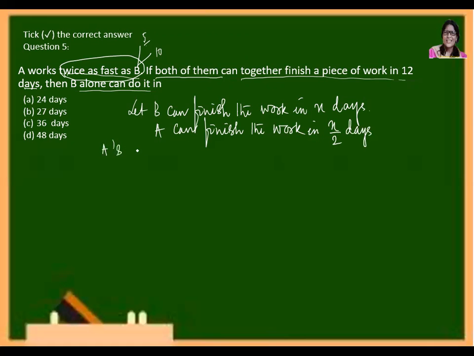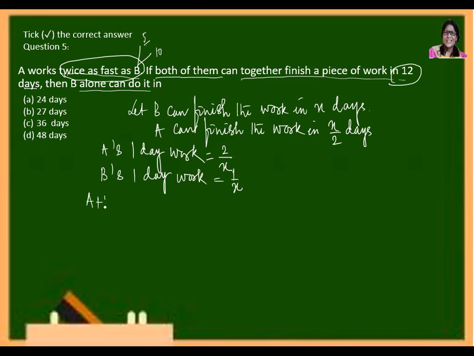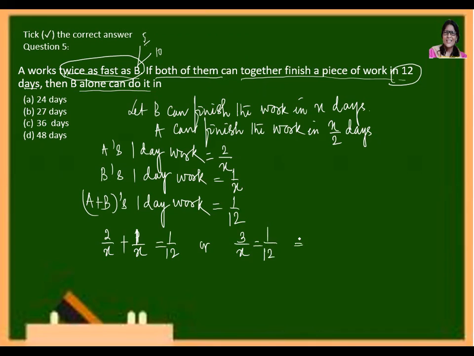Then A's 1 day work is what? The reciprocal of this: 2 by x. B's 1 day work is 1 by x. Now according to the question, their 1 day work is how much? 1 by 12. A plus B's 1 day work is 1 by 12. So 2 by x plus 1 by x is equal to 1 by 12. This is 3 by x is equal to 1 by 12. On cross multiplication, x is equal to 36. So in 36 days, B will finish. This is the answer.